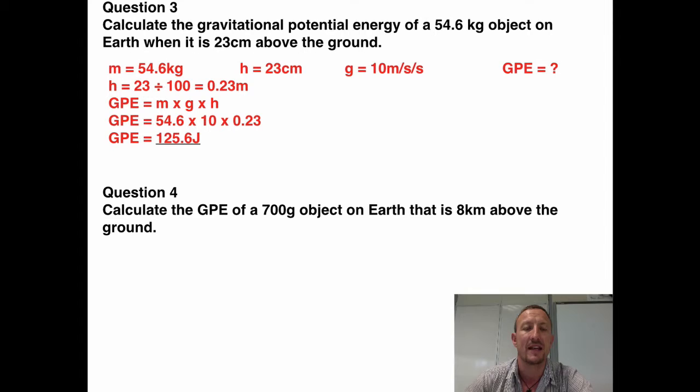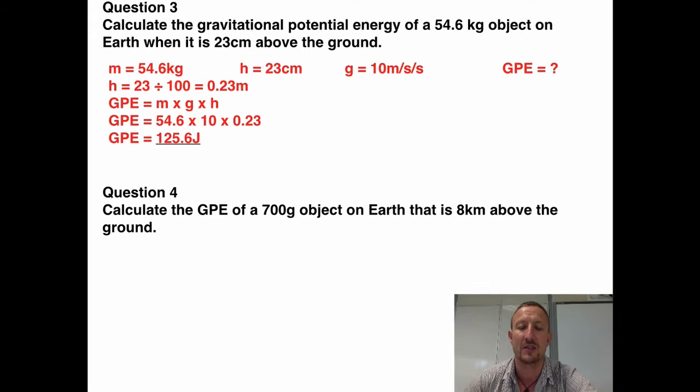So you can see we write down what we know. Mass is 54.6 kilograms, no problem there. Height is 23 centimeters. I'm going to have to change that into meters by dividing by 100. Gravity acceleration is 10 meters per second, and I'm finding the GPE. So the first thing that we always do is make sure we do the conversion. So it's 23 centimeters divided by 100 will give me what 23 centimeters is in meters, which is 0.23 meters. Once I've done that, I've got my mass in kilograms, my height in meters, everything's good.